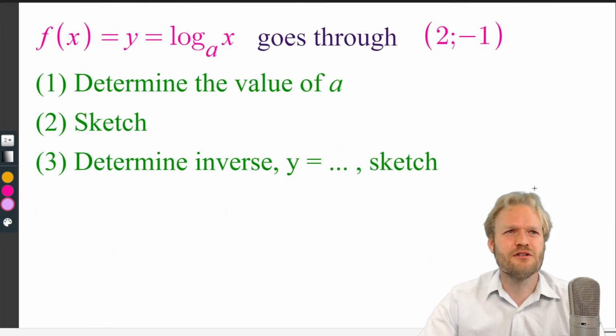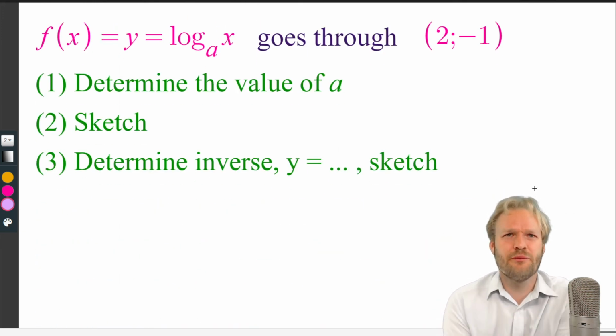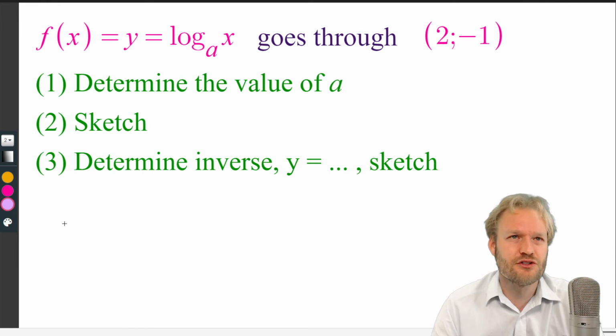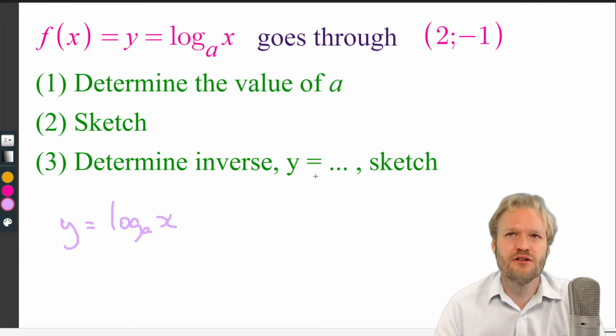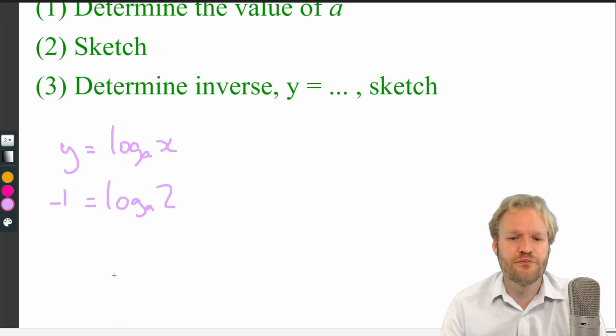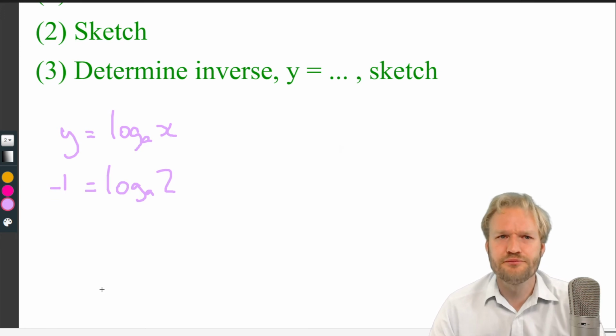Let's go through this. y equals log base a of x, and it goes through (2, -1). Determine a, sketch, inverse, and so on. So let's do this. y equals log base a of x goes through this point here. So we know that we've got log base a, our x value is 2, our y value is -1. So solve, give it a go.